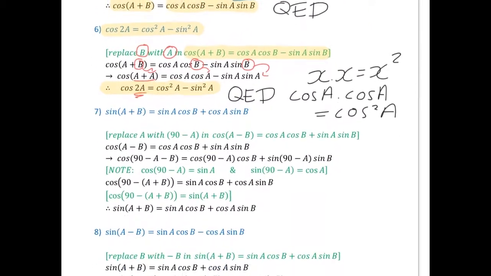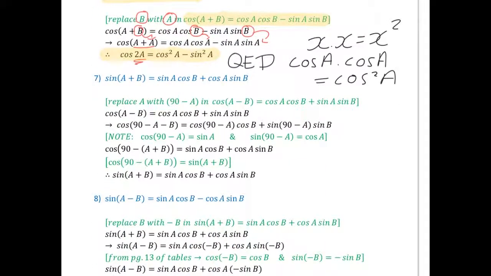Our next proof, number 7, is to prove that sin A plus B is equal to sin A cos B plus cos A sin B. The way we do this is just like the last couple of proofs. We're going to do a replacement, but this time we're replacing A with 90 minus A in our formula from proof 4, which was cos A minus B is cos A cos B plus sin A sin B. And it'll become clear why we do this in a second.